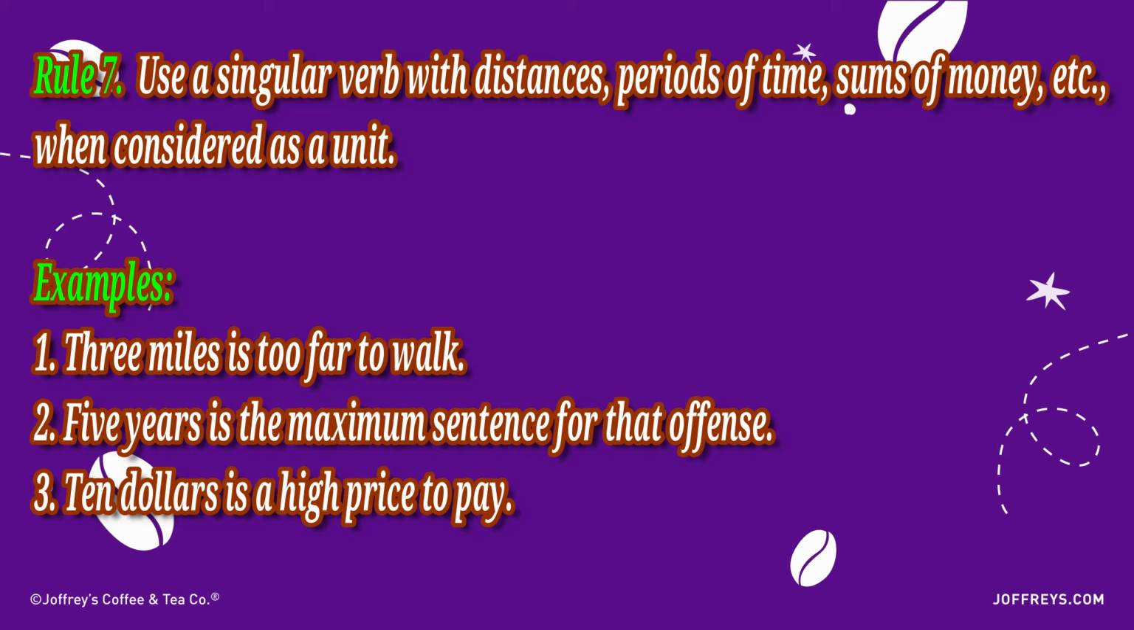Examples. Number 1: 3 miles is too far to walk. Example number 2: 5 years is the maximum sentence for that offense. Example number 3: $10 is a high-priced pie. But: $10 dollar bills were scattered on the floor.